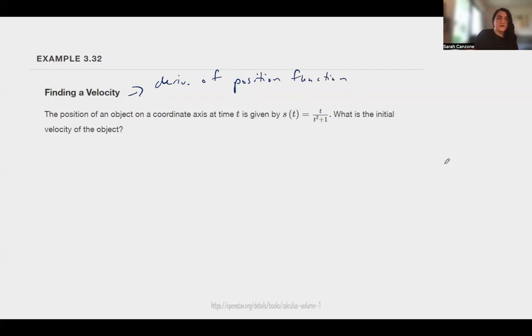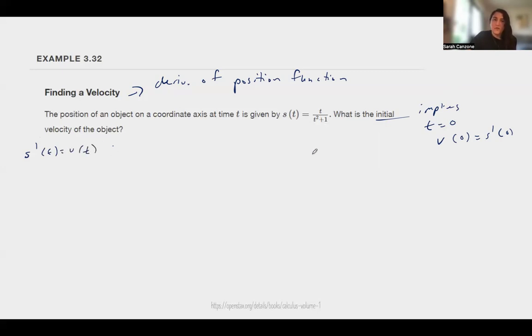So if we're looking to find the initial velocity, well, initial implies that this occurs at time 0. So what we need to do is find the velocity function, which is the derivative of the position function, and then we'll plug in 0 afterwards. So we're looking for v of 0, which is the same thing as s prime of 0. All right, so let's find s prime of t, which is the same as v of t.